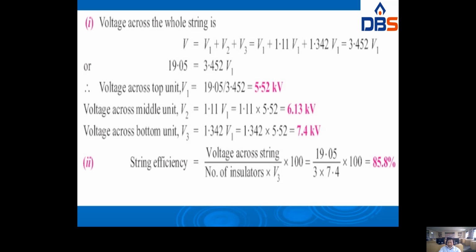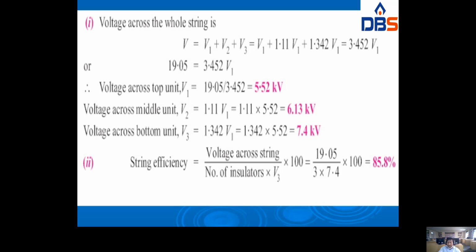Now the voltage across the middle unit V2: we know the relation, V2 is equal to 1.11 V1. We know the V1 value, 1.11 into 5.52, that is 6.13 kV. As usual, the voltage across the bottom unit, nearer to the conductor, that is V3. V3 is equal to 1.342 V1, that is 1.342 into 5.52, which is 7.4 kV.